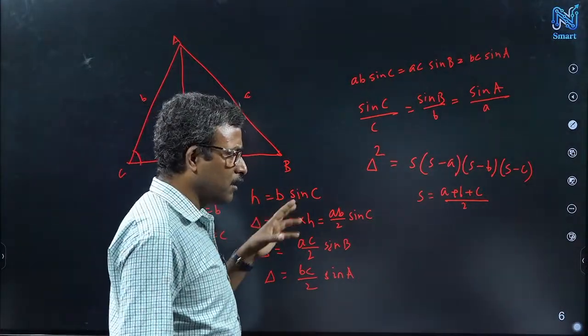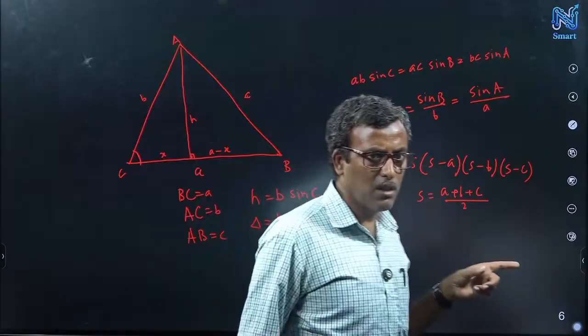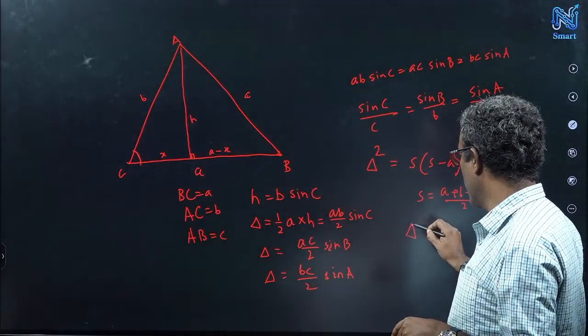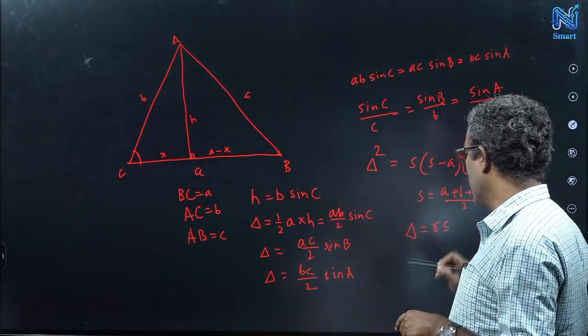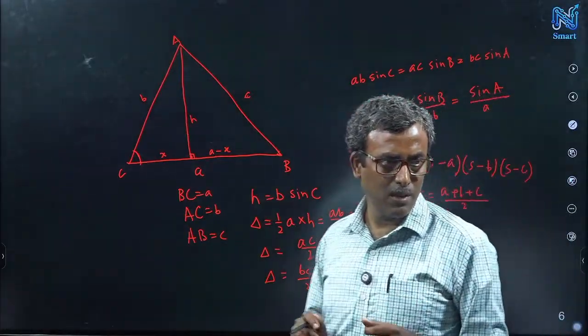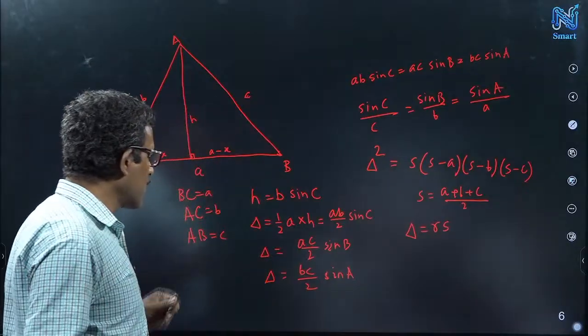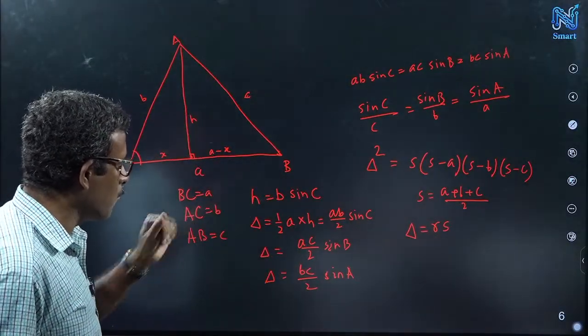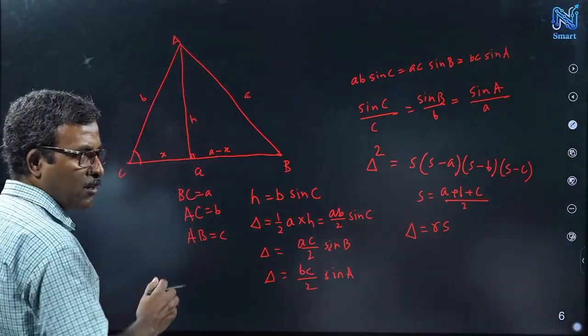Like in the incircle. Do you know the formula for the inradius? Delta equal to r into s. r is just the inradius, and I think this is the easiest formula and the easiest proof. Why? You know the proof, right?